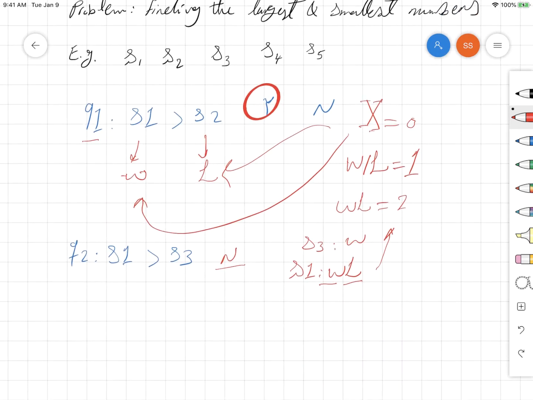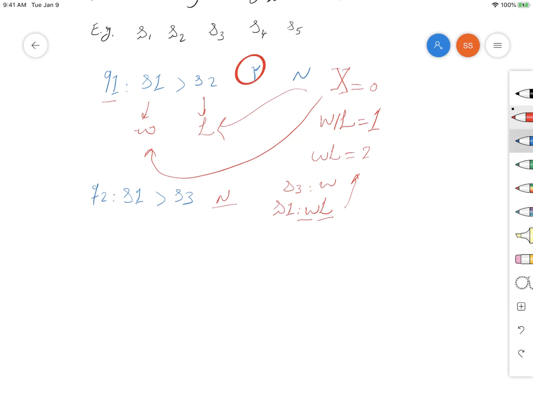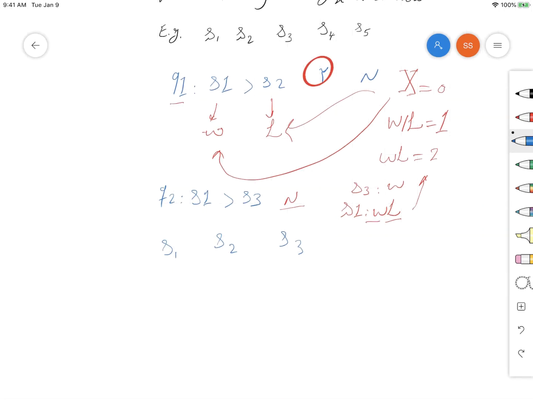If you would like to see that and set these values in a table, we're going to have S1 at first, S2, and S3. At first, we had this comparison: is S1 greater than S2 or not? And the answer was yes.